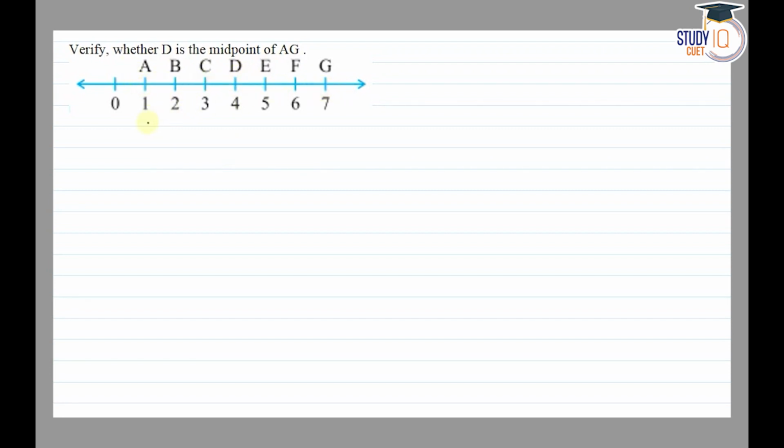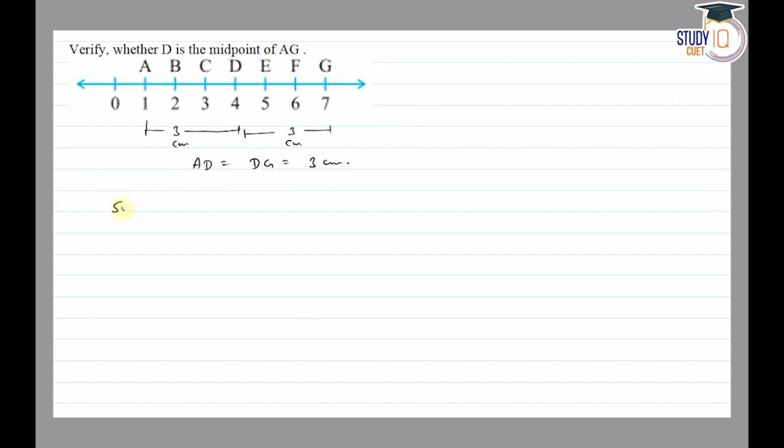So D point A से 3 centimeter away है 1, 2, 3 and point D from point G distance is 1, 2, 3. This is also 3 centimeter. So हमारे पास हो जाएगा AD इक्वल टू DG इक्वल टू 3 centimeter.